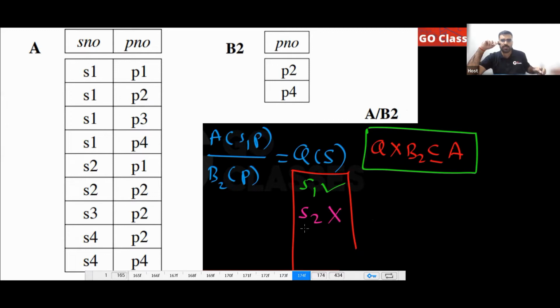What about the next? What about S3? This S3 P2 I have here, no problem. But this S3 P4 we don't have. So I cannot put S3.